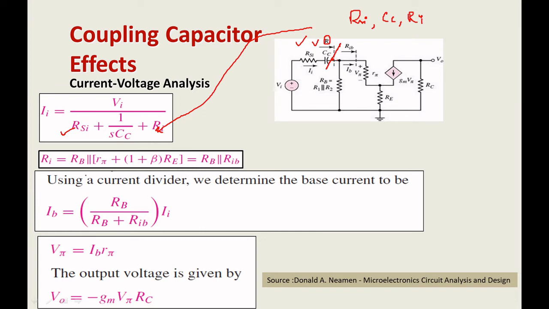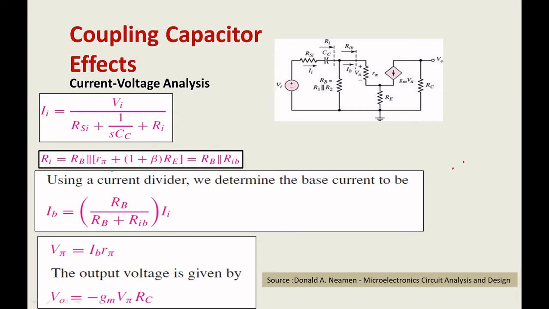What is RI? RI is very simple. How to calculate RI? R1 parallel to R2 parallel to RIB. RIB you already calculated in the previous slide: R pi plus 1 plus beta times RE. So it is rewritten as RB parallel to RIB. Now I want to find IB here, so I will remove this.